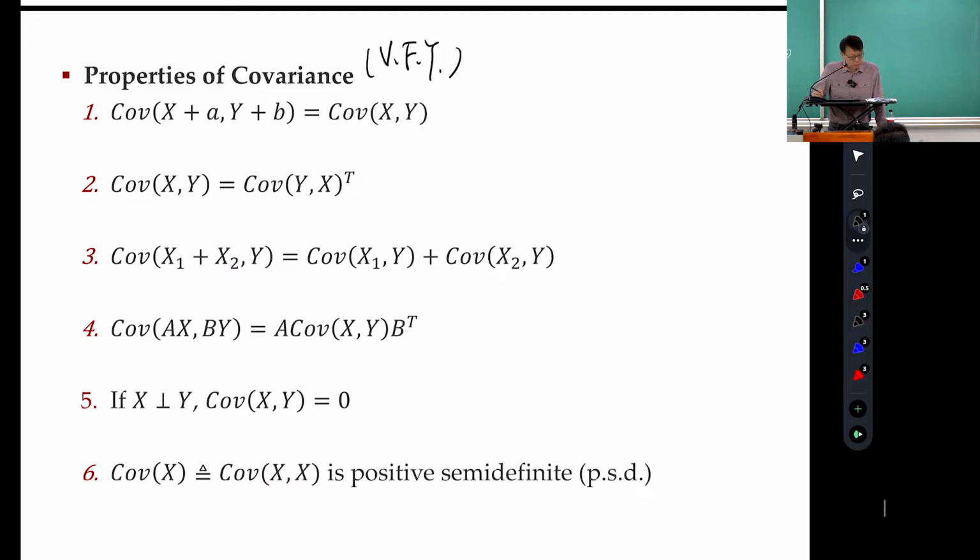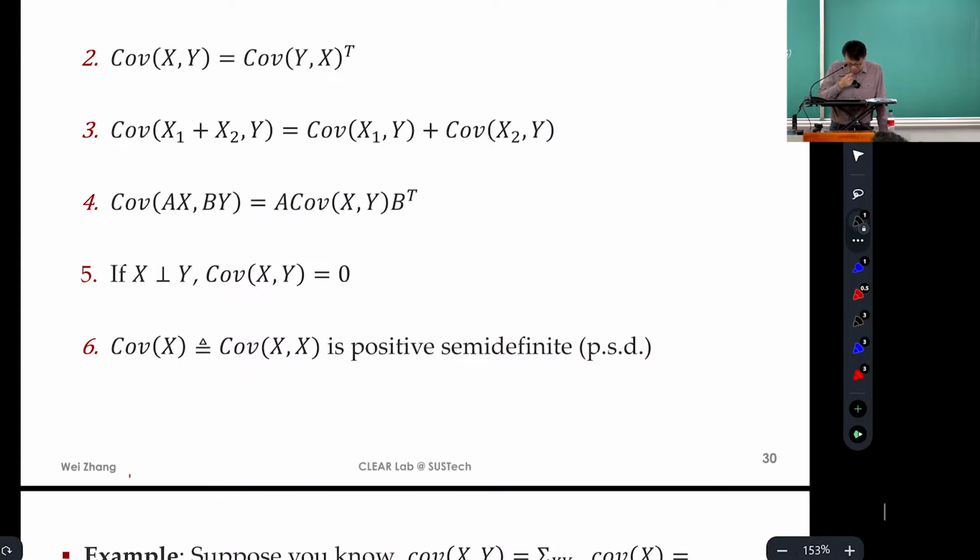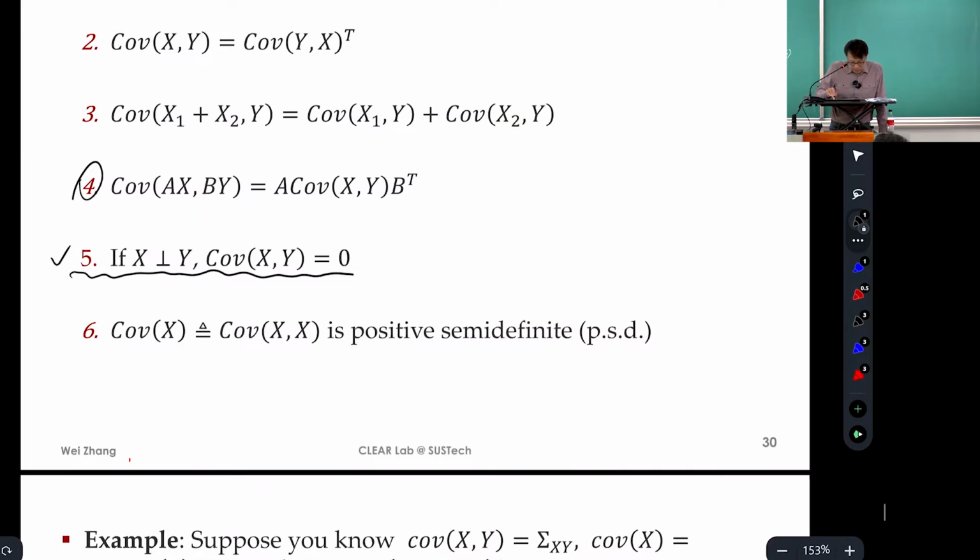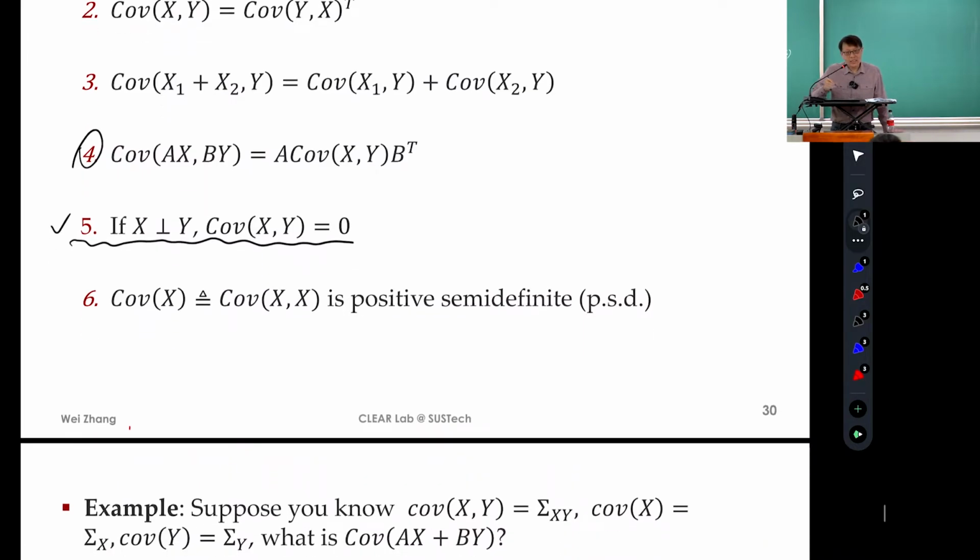Which one do you want me to prove? The 5th one. Okay, let's say this one. What else? You pick one. Let me do this, okay? Let's first do Yuntian's request. If x is independent of y, the covariance of x, y is 0. This is the more general case. I'm talking about the vector case, okay?